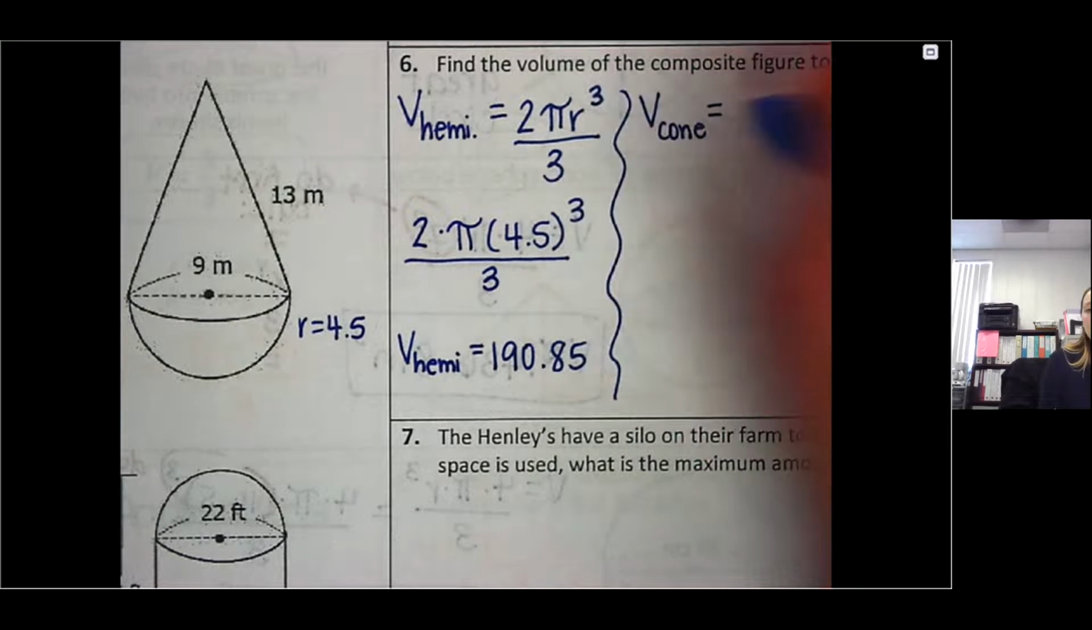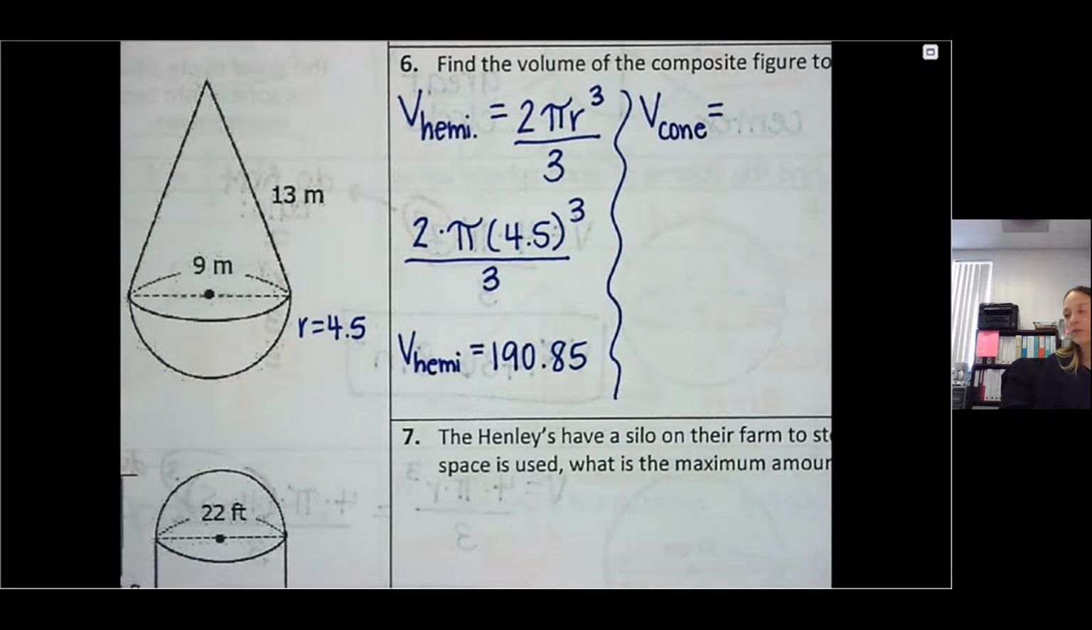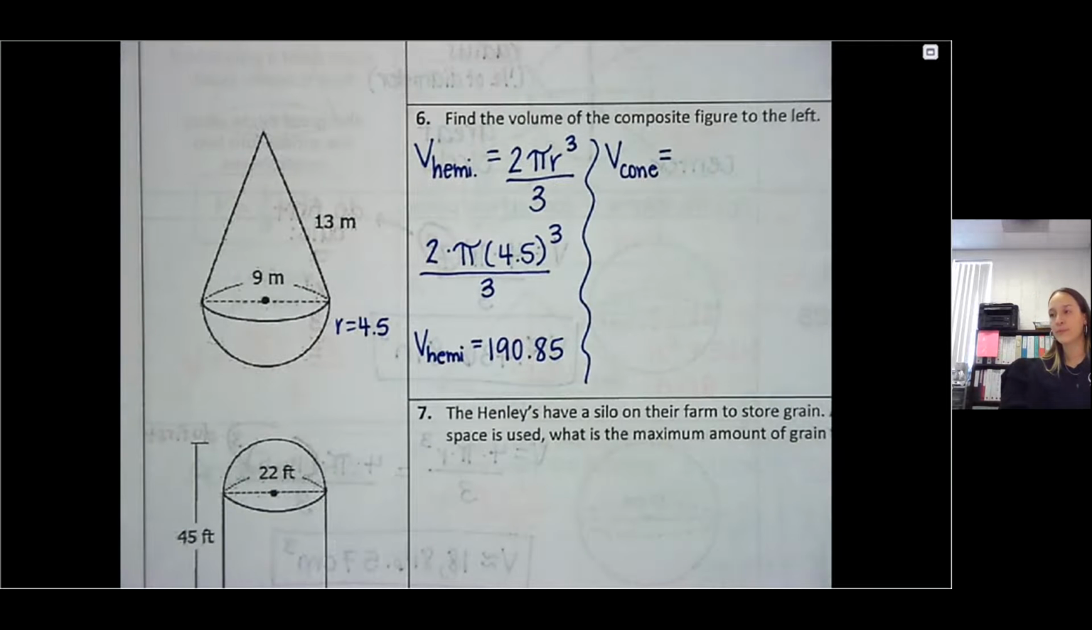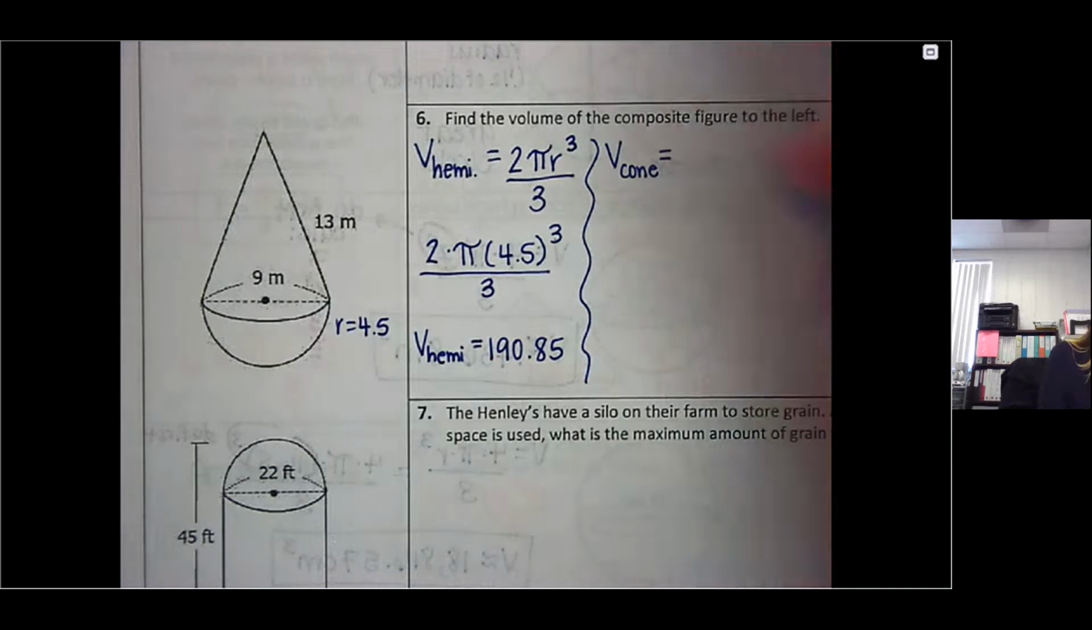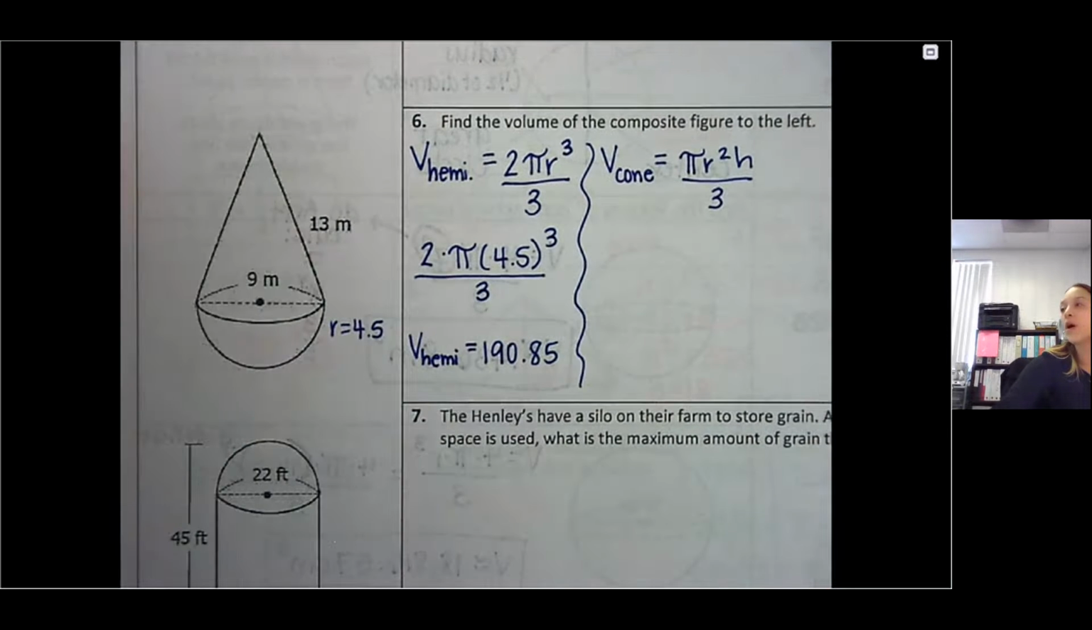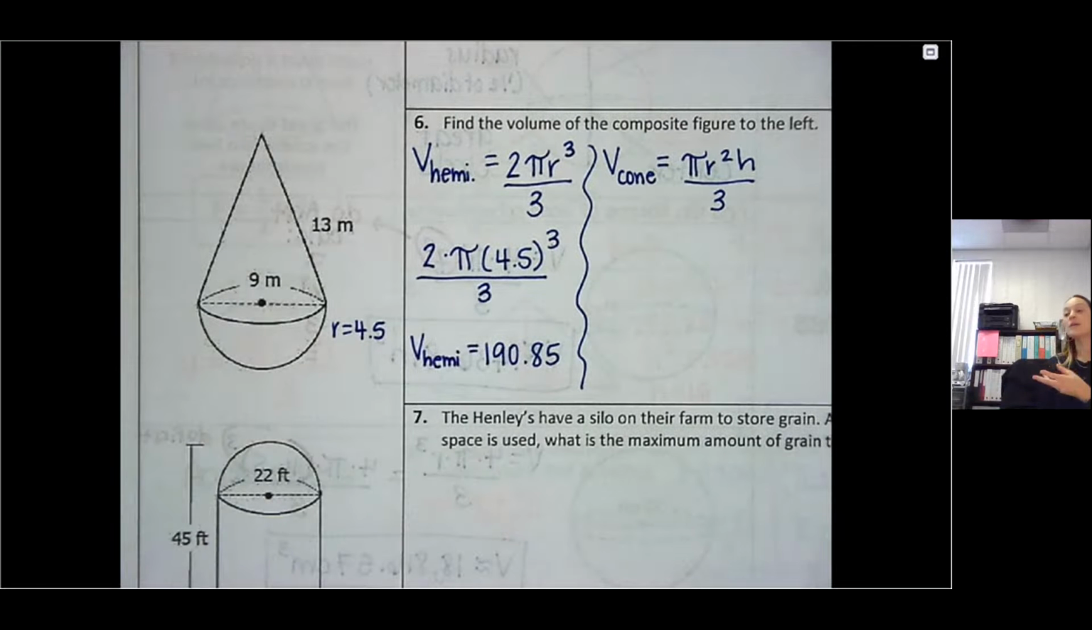You might have to look back in your notes. That's fine. That's why you have notes. What's the volume formula for a cone? Times height divided by 3. Awesome. Pi r squared h divided by 3. So r stands for your radius, h stands for your height, and we're just plugging our numbers in and using our calculator.